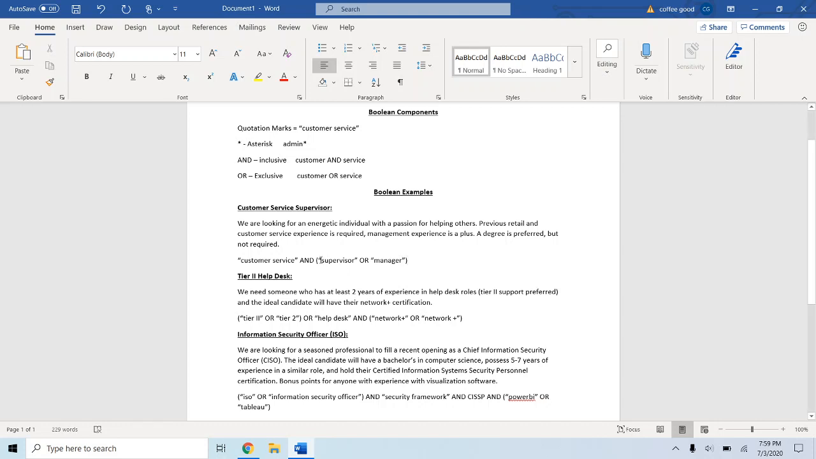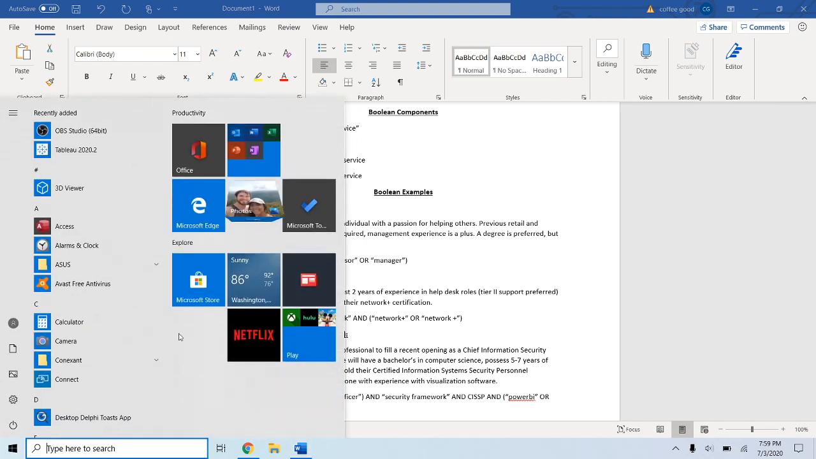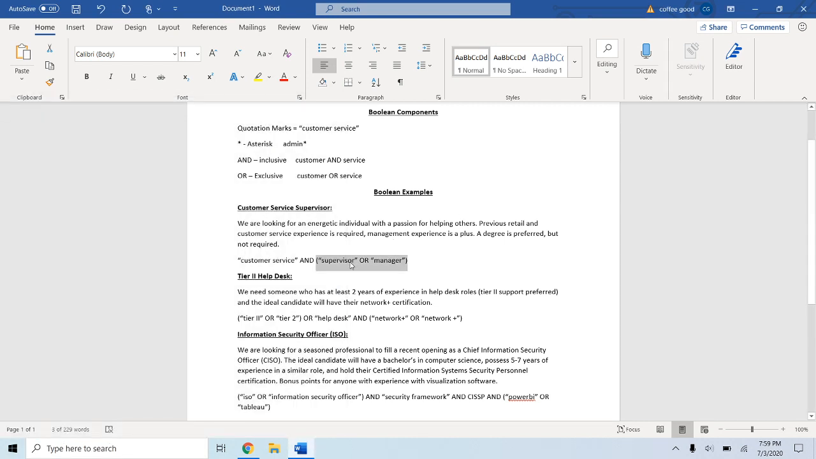Now, what this does is this creates essentially a Boolean within a Boolean. It's not very complicated. It basically means I'm looking for someone that has customer service on their resume and one of these two statements, supervisor or manager, because honestly, many people will put on their resumes one or the other, and they're really interchangeable in this type of a position.